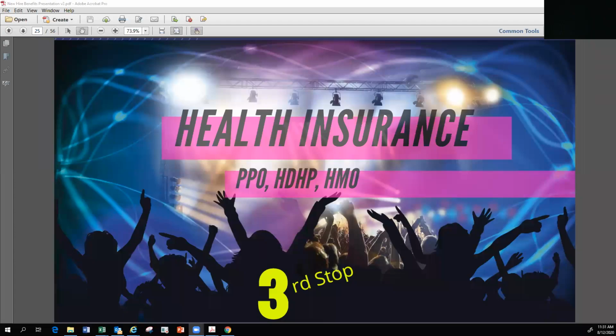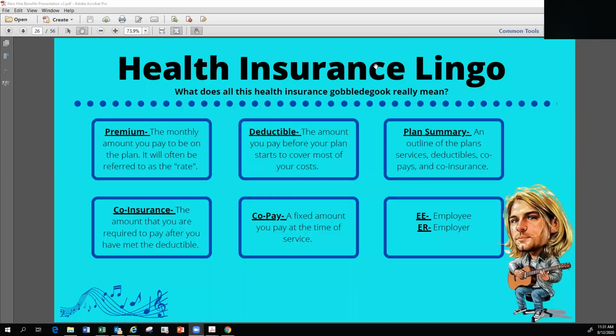So our third stop is going to be talking about health insurance. With health insurance, there's a lot of lingo that is used, so I want to go over a few of the words that you're going to see quite frequently. The first one is premium, and that's the amount that you pay every month to have the health insurance. You have your deductible, which is the amount that you need to pay every year before the insurance company begins to split the cost with you.